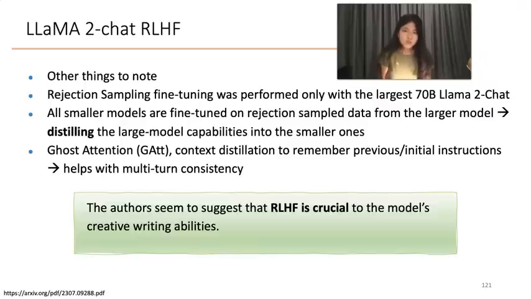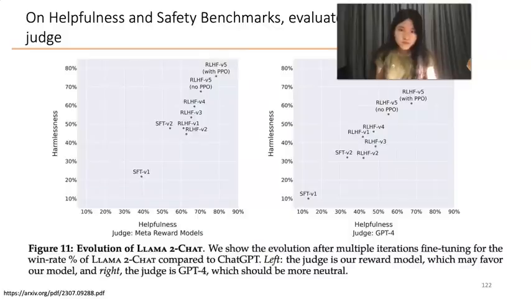And Ghost Attention is used to help with multi-turn consistency. And the authors of the Llama 2 paper seem to suggest that RLHF is crucial to the model's creative writing abilities. This could be a little different from what we have heard before, but let's just keep that in mind.